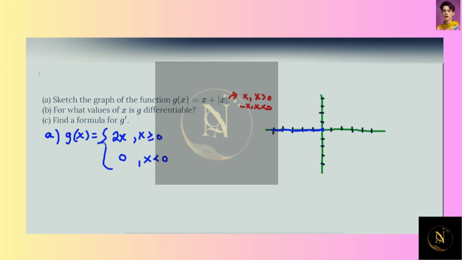So it's continuous, and then afterwards it goes into a linear function with the slope of 2 to x that passes through the origin, and this is our graph of g of x.